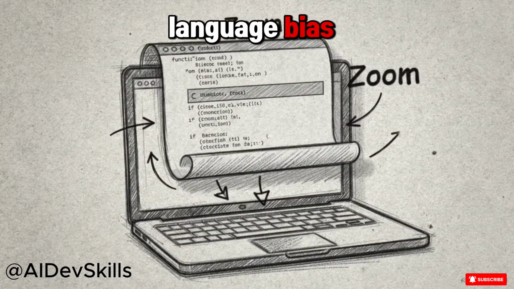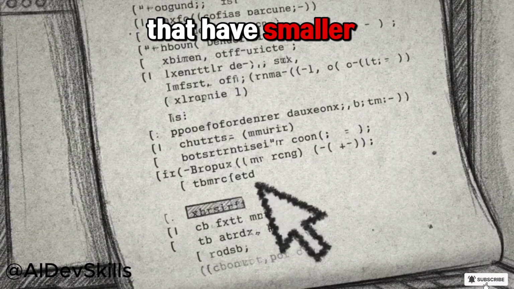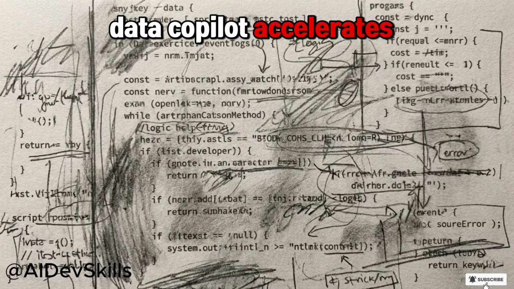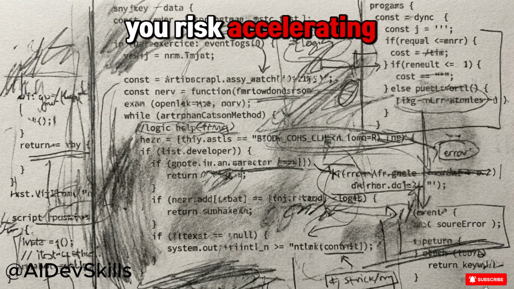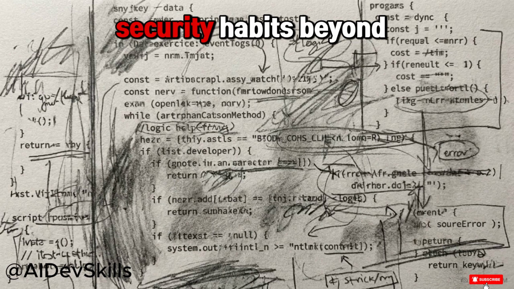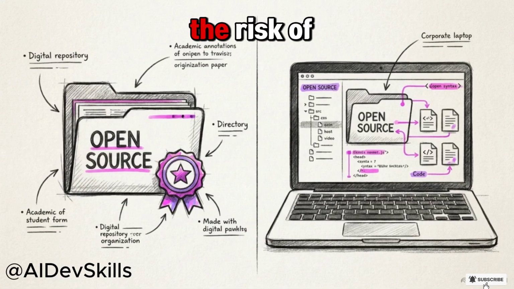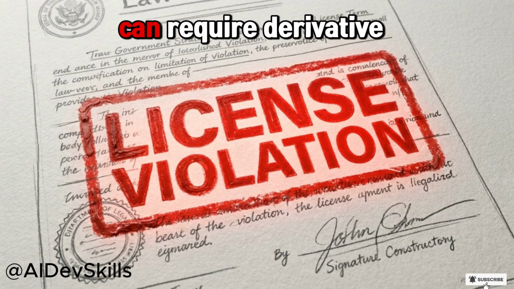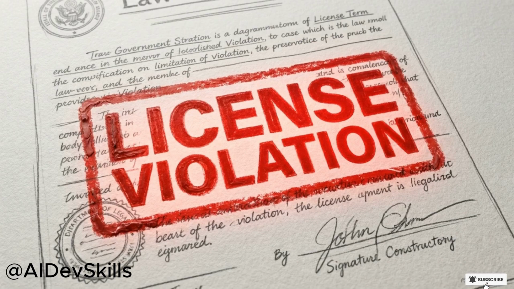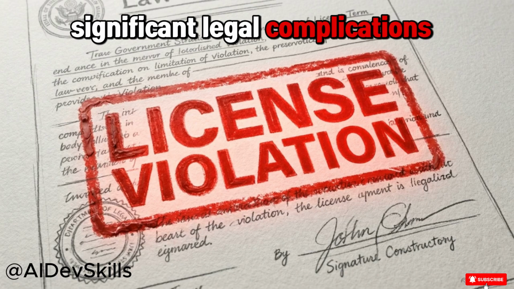We also see language bias. The engine's accuracy declines significantly when working with niche programming languages that have smaller footprints in the training data. Copilot accelerates your current trajectory. If you don't actively filter the suggestions, you risk accelerating the adoption of the internet's worst security habits. Beyond security, organizations face a legal hurdle: the risk of the model generating code that matches licensed open-source software verbatim. Copyleft licenses, like the GPL, can require derivative works to be made open source. For a proprietary codebase, accidentally committing this code can lead to significant legal complications.